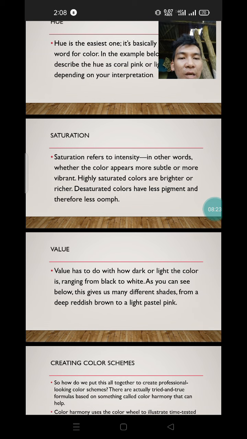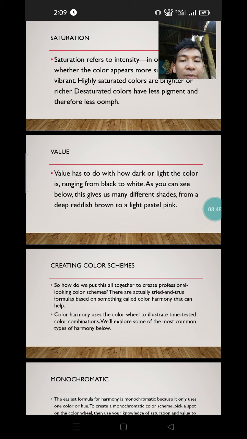In other words, whether the color appears subtle or more vibrant. Highly saturated colors are brighter or richer. Desaturated colors have less pigment and therefore less intensity.